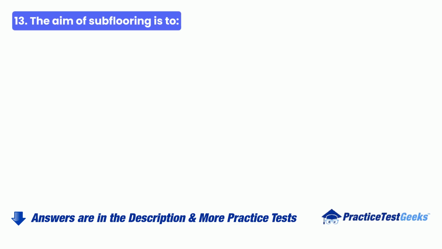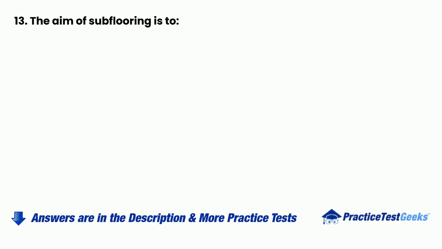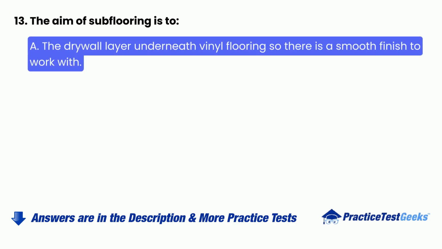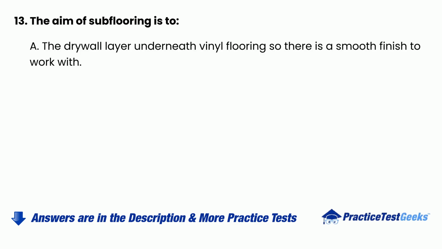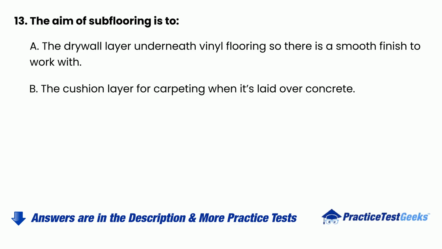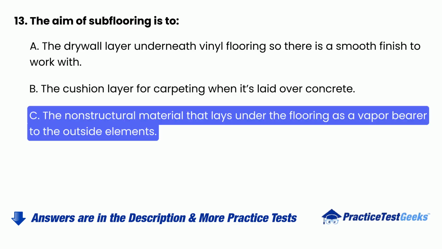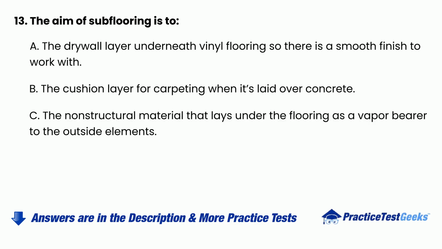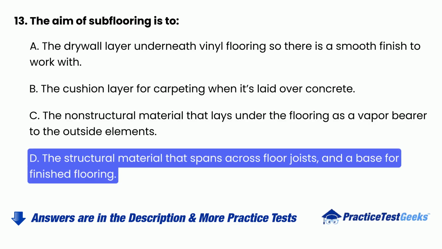(13) The aim of subflooring is to: A. The drywall layer underneath vinyl flooring so there is a smooth finish to work with. B. The cushion layer for carpeting when it's laid over concrete. C. The non-structural material that lays under the flooring as a vapor barrier to the outside elements. D. The structural material that spans across floor joists and a base for finished flooring.